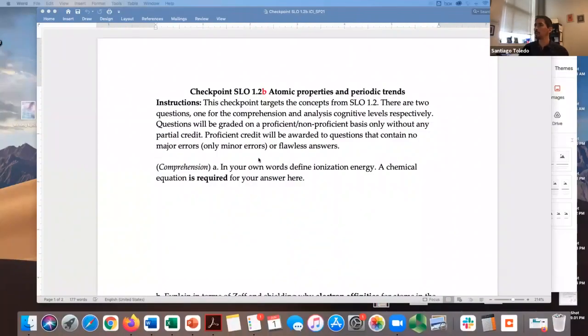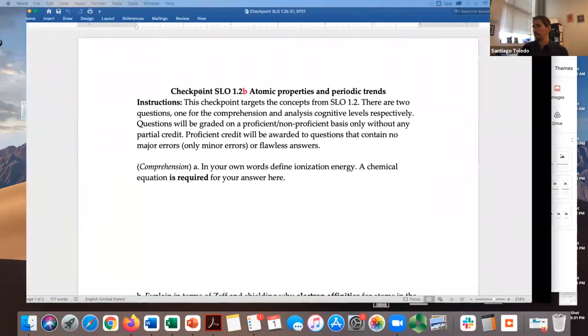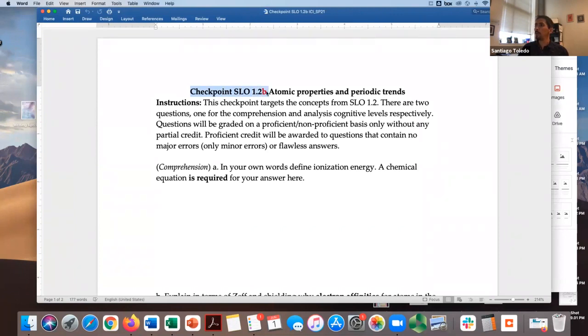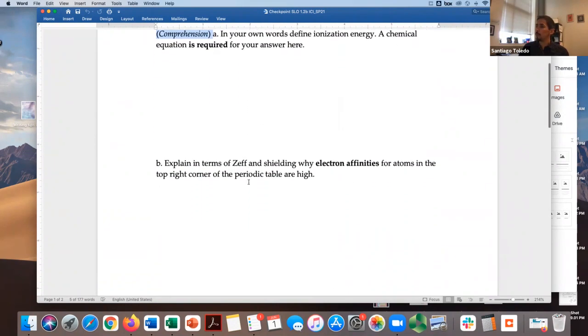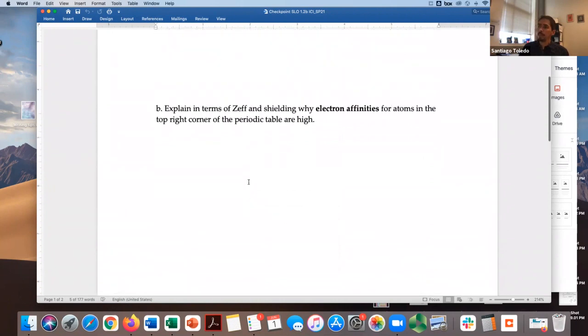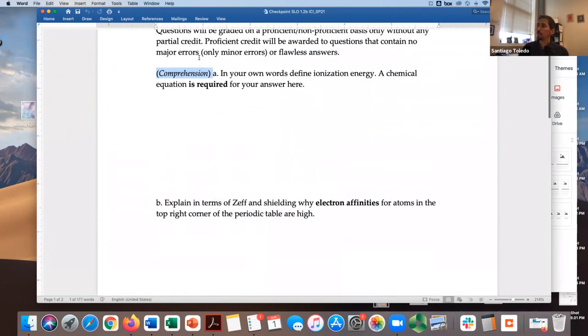So let me just show you an example really quickly. This would be sort of the structure. Can you guys see there's a Word document there? Yeah, okay. So this is checkpoint SLO 1.2b, which is the second attempt. The SLO is atomic properties and periodic trends. So the students know that that's what's happening right here. They know the cognitive level that they're addressing. And in this case, it's a multiple part question, A and B. To get proficiency, they have to get both parts correctly because both parts are trying to address the SLO.